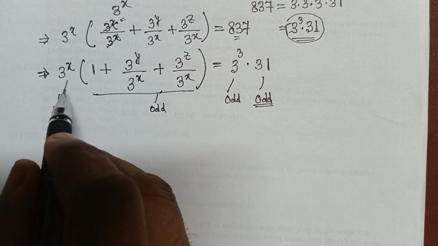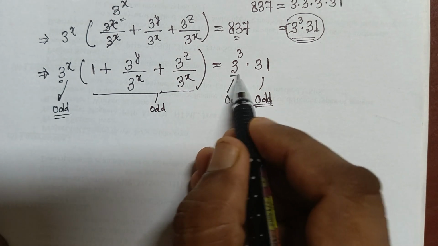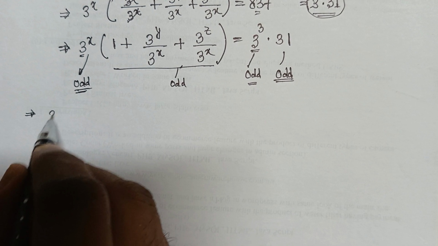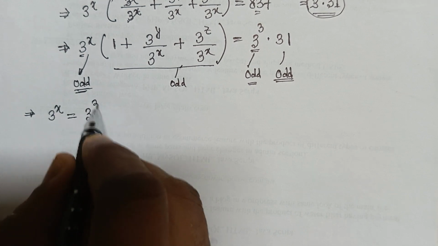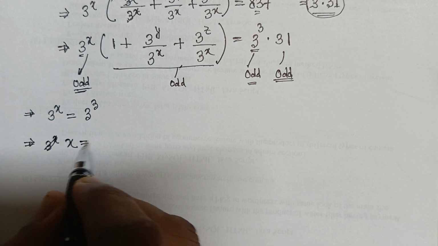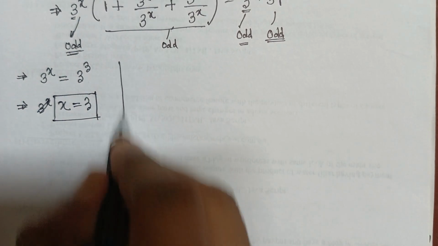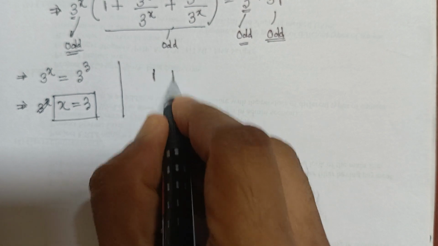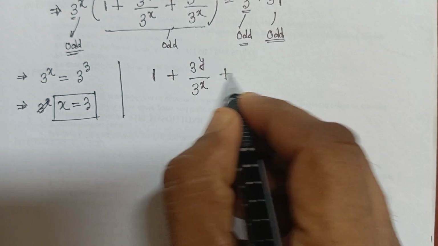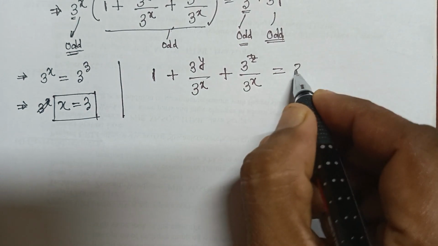Now comparing the base, like 3 to the power x and here 3 to the power 3, this is also odd and this is also odd. We can write 3 to the power x is equal to 3 to the power 3, and we get x is equal to 3, as the base is the same, 3. Now the other part should be 1 plus 3 to the power y by 3 to the power x plus 3 to the power z by 3 to the power x is equal to 31.